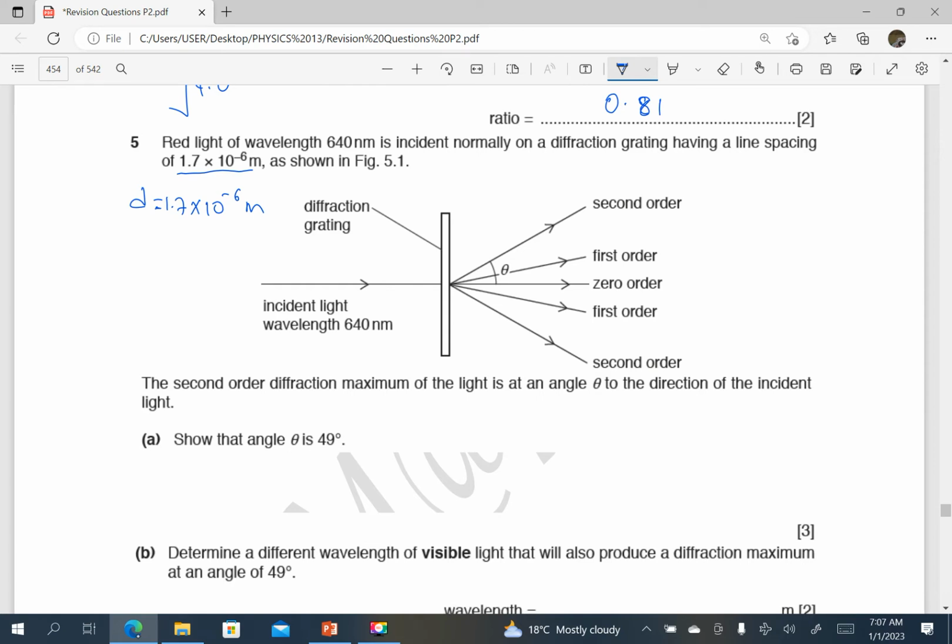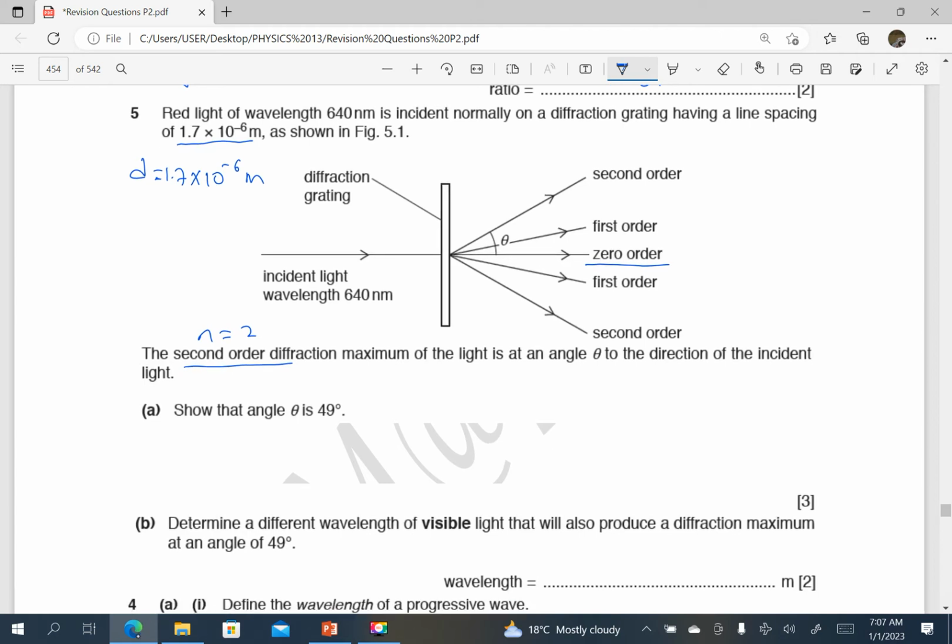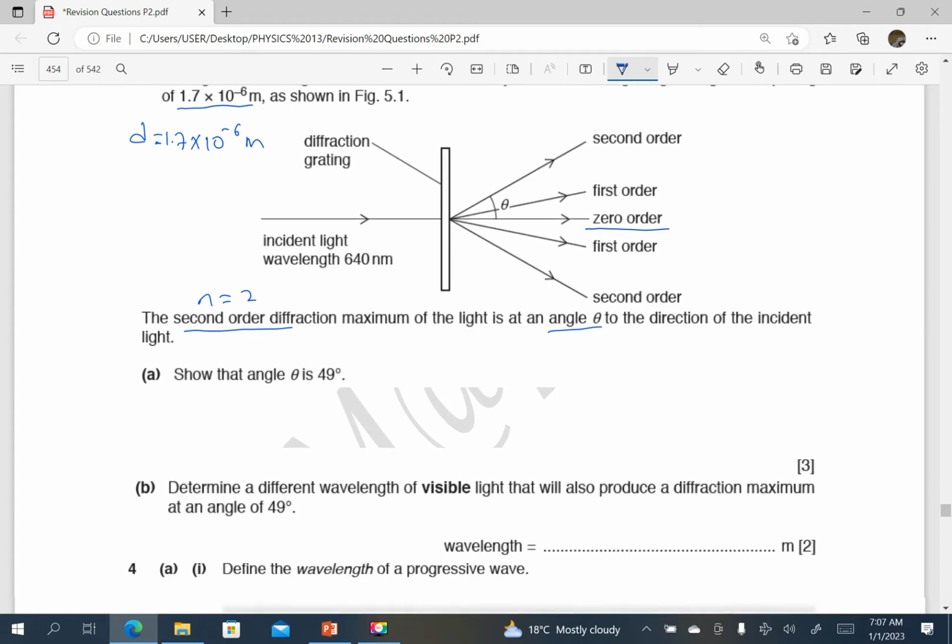They have given us the illustration here. Remember, theta is always measured from the central zero order maximum. The second order diffraction maximum, so n is equal to 2, because the second order of the light is at an angle theta to the direction of the incident light. Show that the angle theta is 49 degrees.